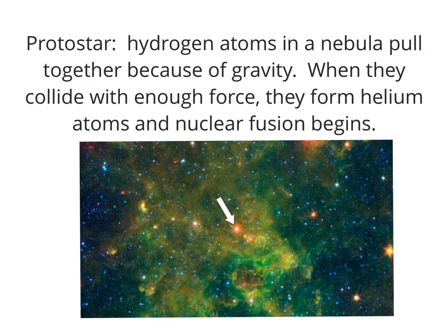The beginning stages of star formation is what we call a protostar. And what happens in a protostar is that the atoms of hydrogen that are in these big gas clouds that we call nebula, when they pull together because of gravity, eventually they'll start to collide with enough force that will cause them to fuse. And they'll change from being hydrogen to being helium. This is called nuclear fusion. And when nuclear fusion begins, we have the start of what will be a star. But the beginning stages are called a protostar.